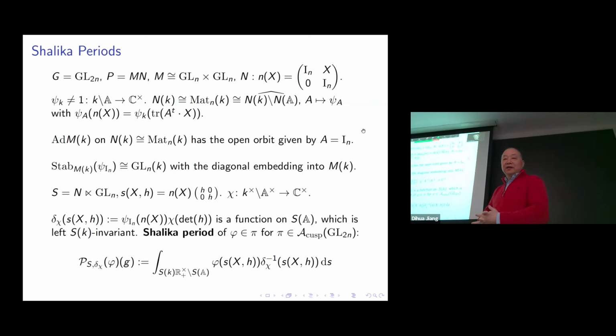Since this is a prehomogeneous space case, there are finitely many orbits, and the Zariski open orbit is given by the identity. This gives you the so-called generic characters. So we specifically take representatives with A equal to I_N. And then you consider the stabilizer.